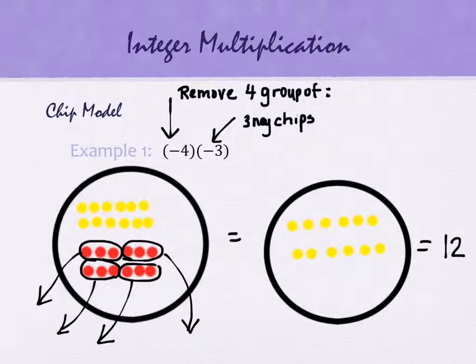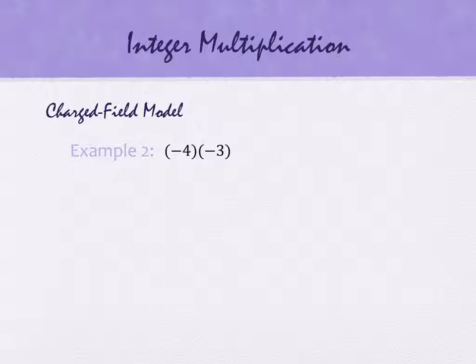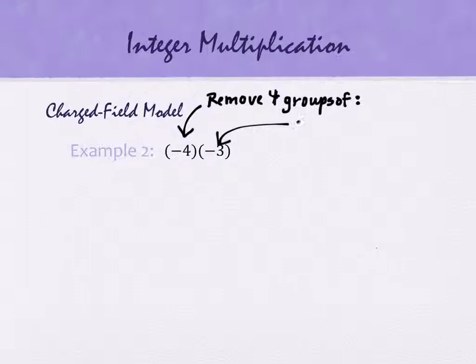The charge field model looks a lot the same, right? It uses pluses and minuses again. So again, this right here would be removing 4 groups of, and then right here it tells me 3 negative signs.